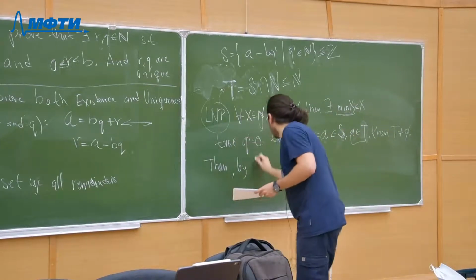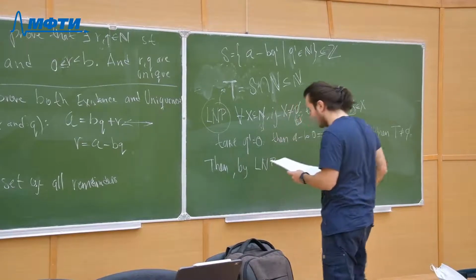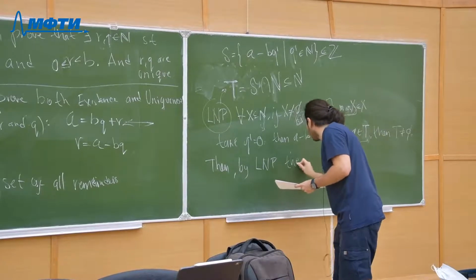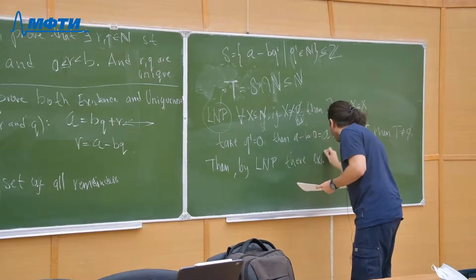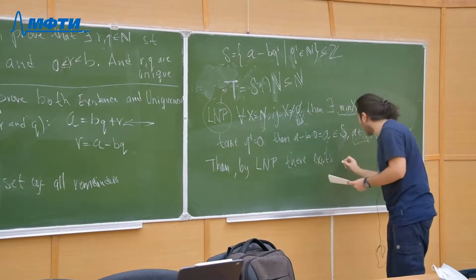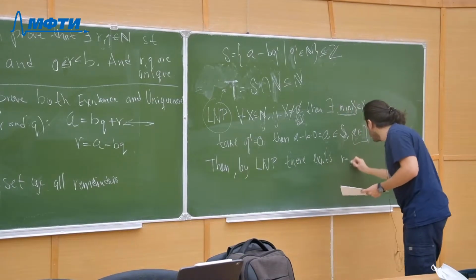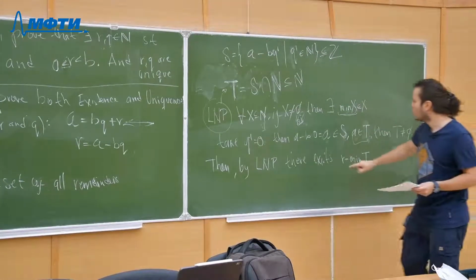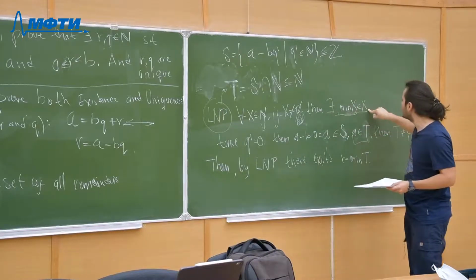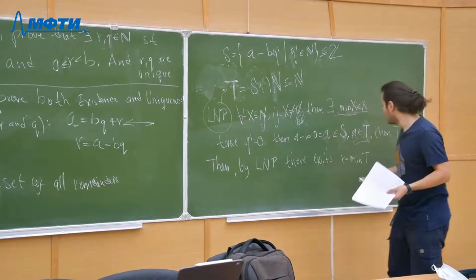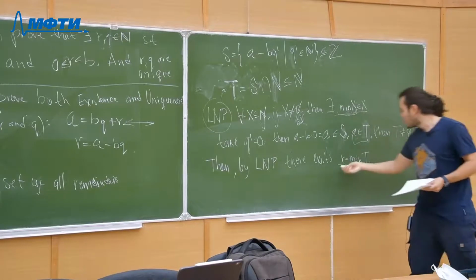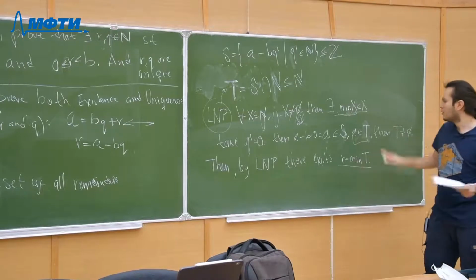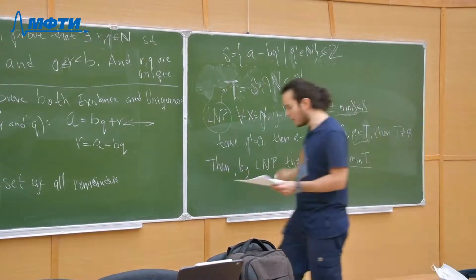By the least number principle, there exists R, which is the minimum element of T. Okay, so now we know that there exists some minimum element of this set T. Let's call it just R. So we fixed R as the minimum element of T. That's it. So we have this by now.